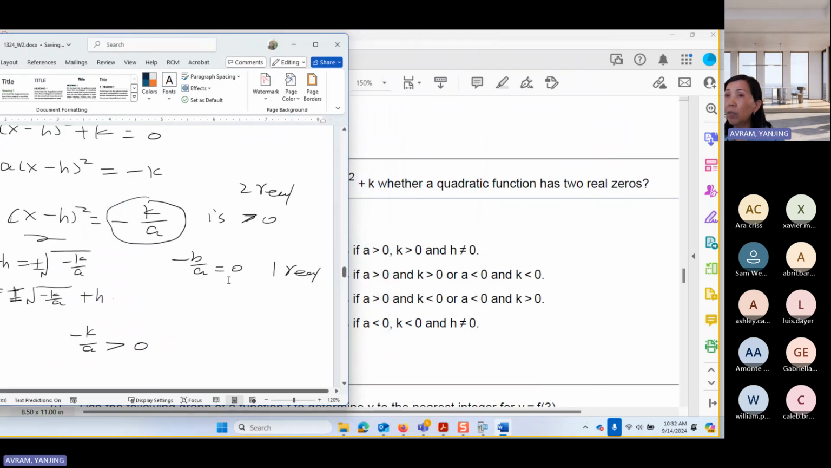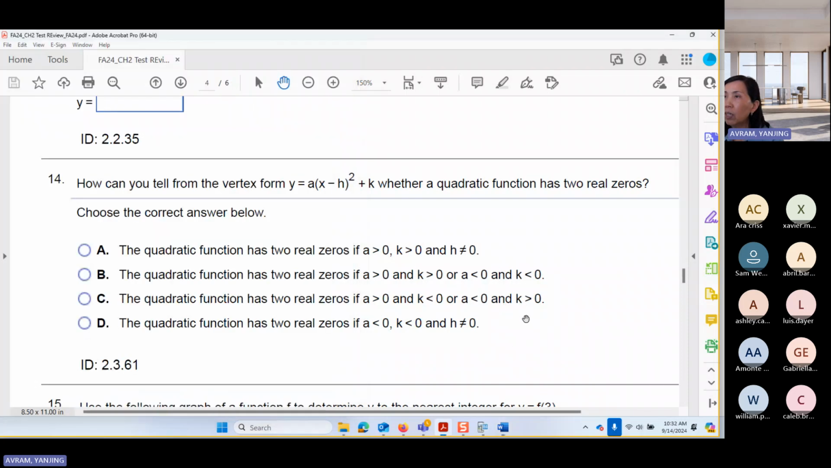We have if a is positive, k is positive. And then if they both are positive, you have a negative outside, so this won't be true. So this one is wrong, okay? If a is positive, k is negative, all right? And then you have a negative outside, so this part is okay, all right? A is negative, k is positive. Actually, this part is also okay.